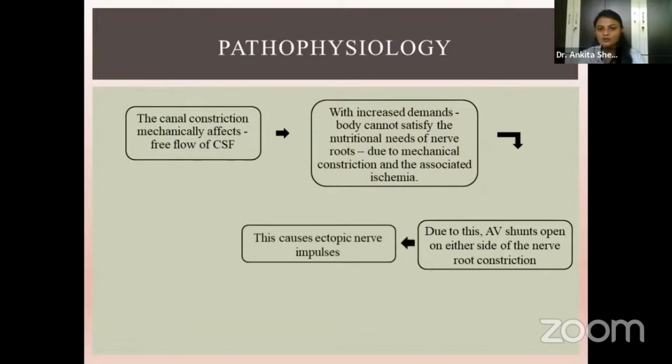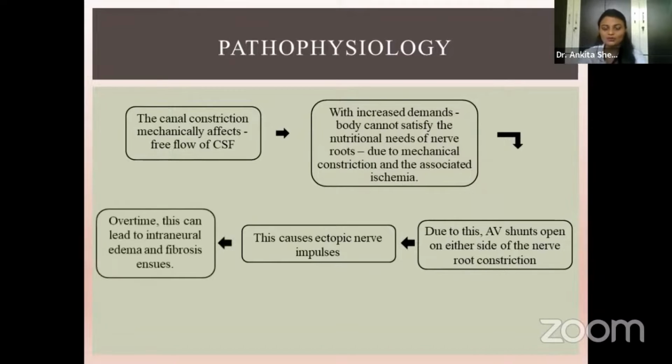This causes ectopic nerve impulse formation. This causes paresthesia and tingling in the leg and cramping in the leg. Over time, in chronic cases, this can lead to intraneural edema and thus fibrosis ensues. So this is the overall pathophysiology of lumbar canal stenosis, as to why we have paresthesia, pain and cramping in the lower extremity in such cases.